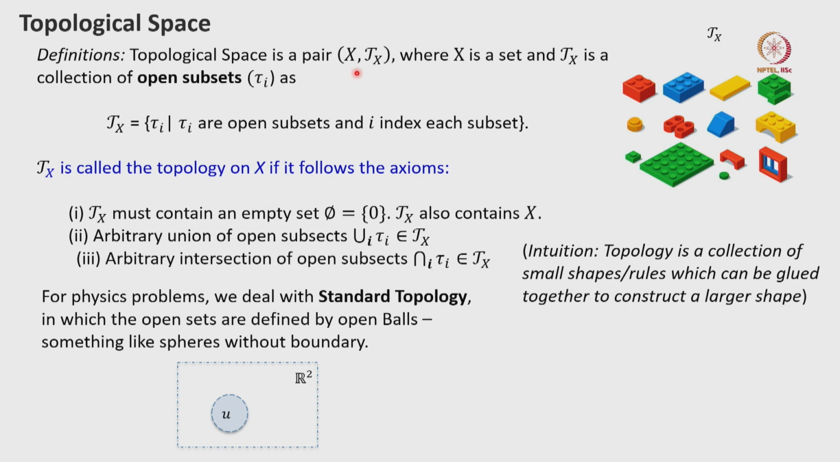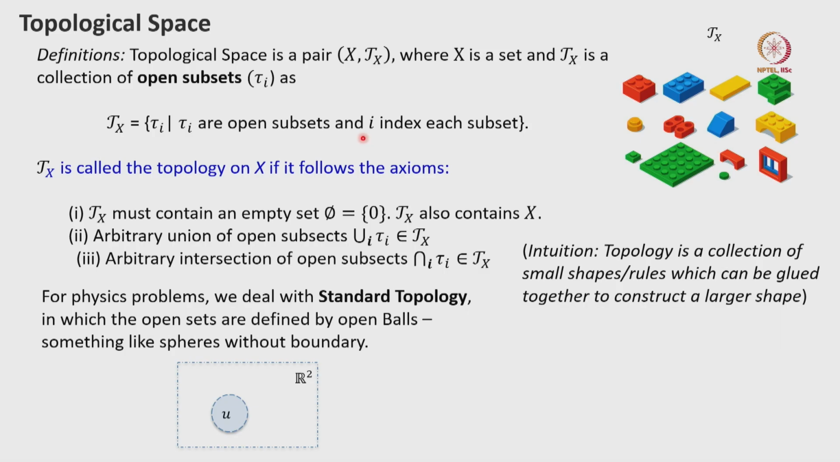So, a topological space is a pair of a set and a topology, where X is a set and T_X is a collection of open subsets like this. These are the open subsets, right, and it is a collection of open subsets which we denote like this. So, it is itself a set, the collection of open subsets, where the taus are open subsets and I is the index. So, how many open subsets do we give? I can give you n Lego pieces, I can give you n plus 1, n minus 1, and so on and so forth. So, that gives you the index.